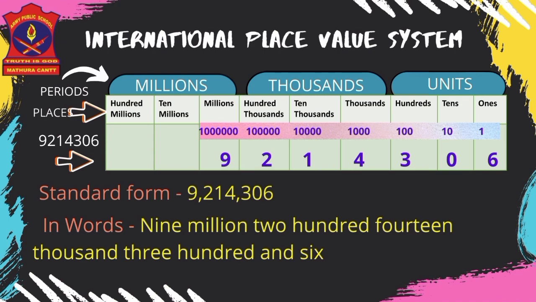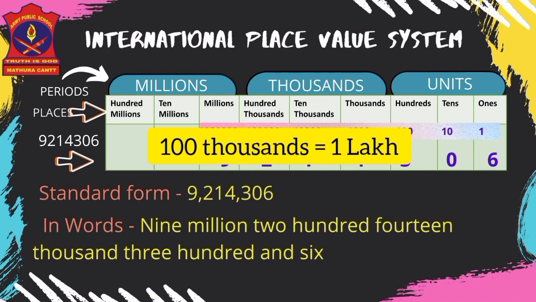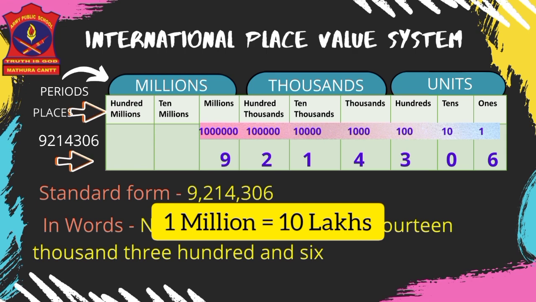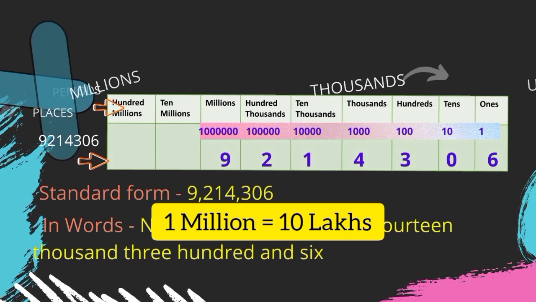Now taking this example and putting the digits in their respective place values, we have. While writing this number in standard form, we put commas to separate the periods, and in words we write as we read. All the digits in the same period are read together along with the name of the period except the ones period. Now in the international place value system, a very important thing to note is 1 lakh here is equal to 100,000 and 10 lakh is equal to 1 million.